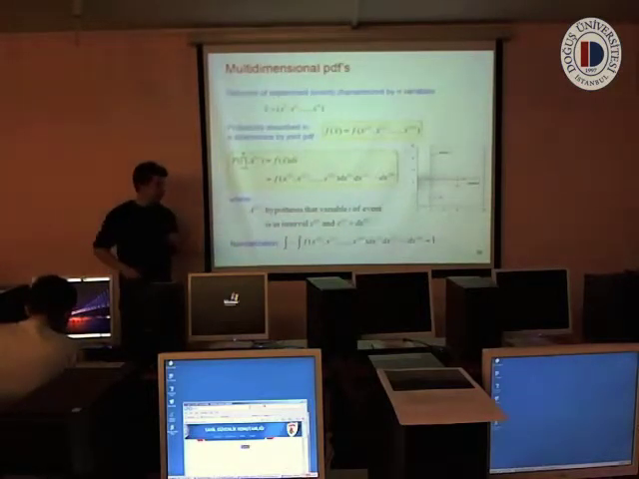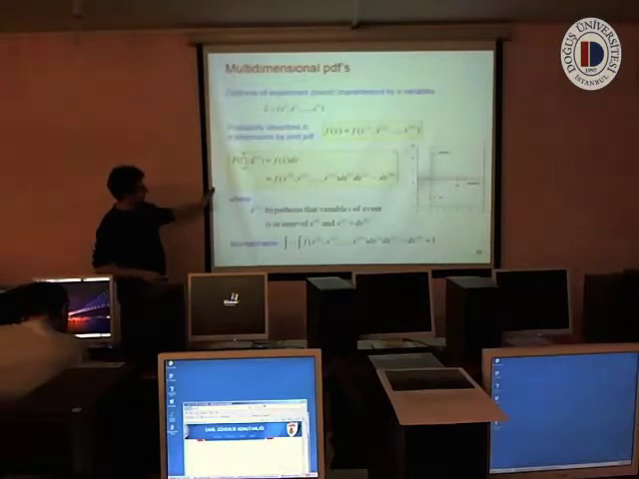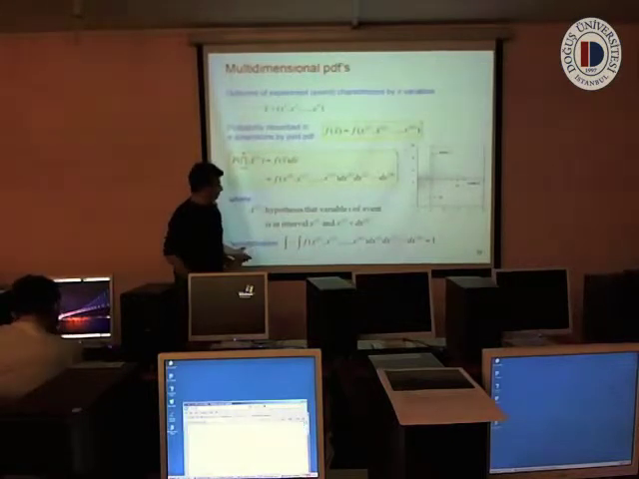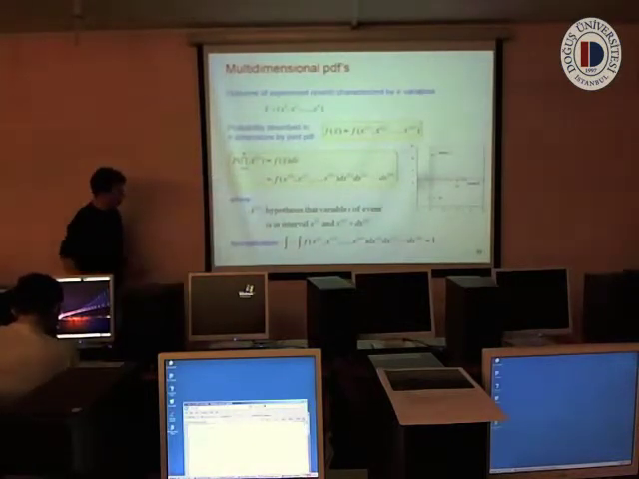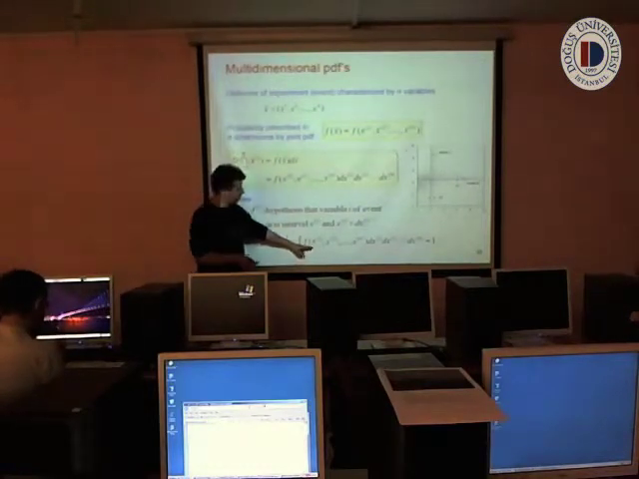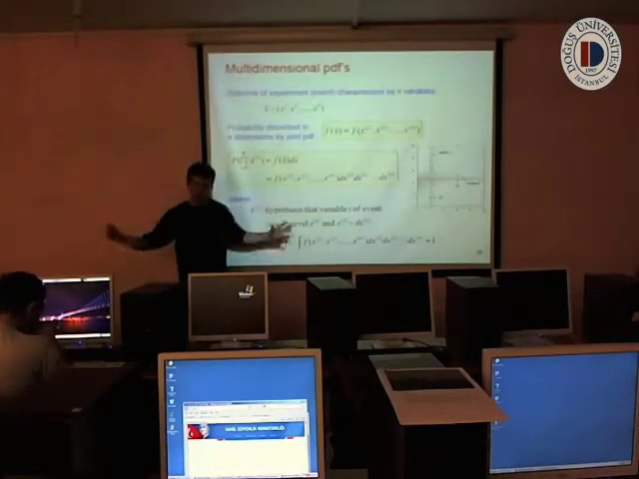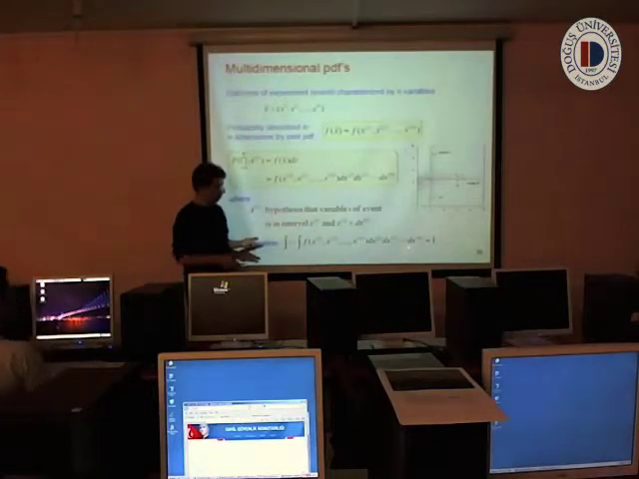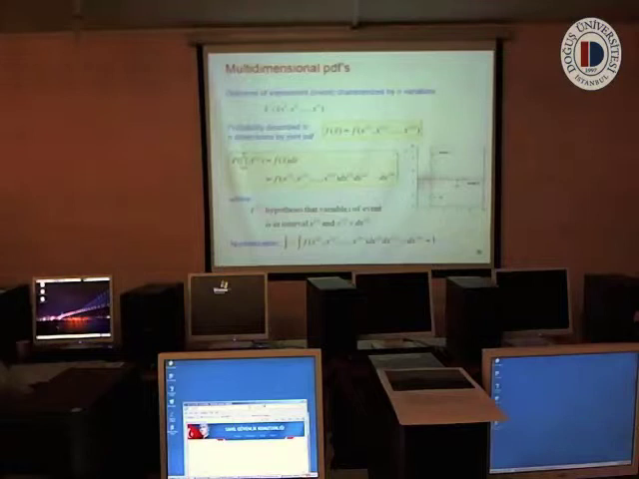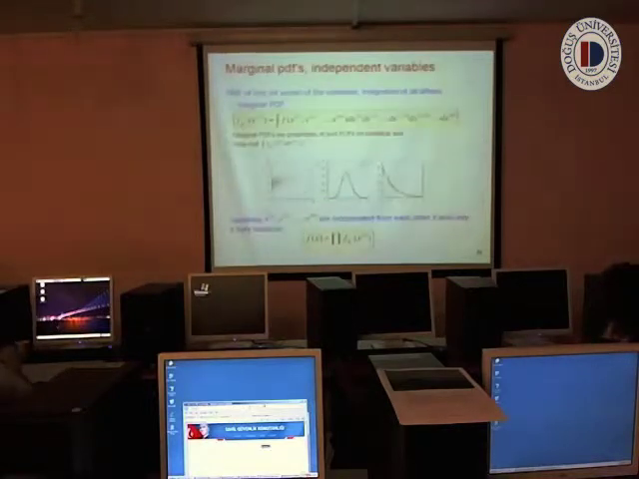So it's basically a function from n dimensions into 1 dimension. And again, it must fulfill the normalization criterion. If you integrate over the entire space, then the integral must be 1, because the event that happens has to be somewhere in the parameter space.